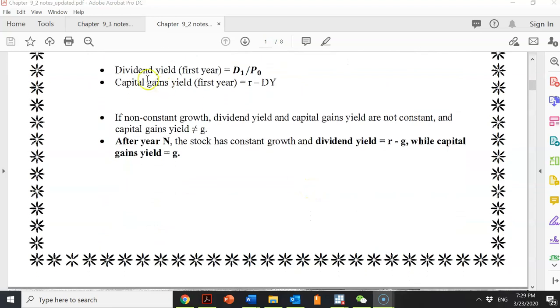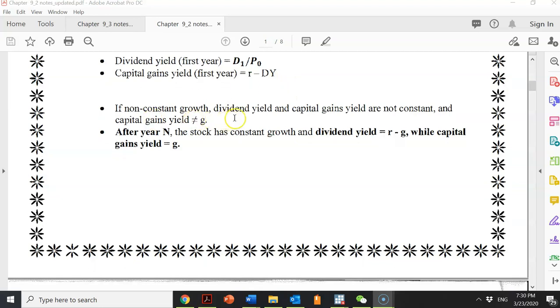We will also calculate dividend yield and capital gains yield for this two-stage, or non-constant growth, model. For the first year, we can still use our conclusion from last class that dividend yield equals D1 over P0, based on the dividend yield definition. For the capital gains yield of the first year, we can use R, the total return of the stock, minus the dividend yield. So for the first year, we can use the definitions to calculate both of them.